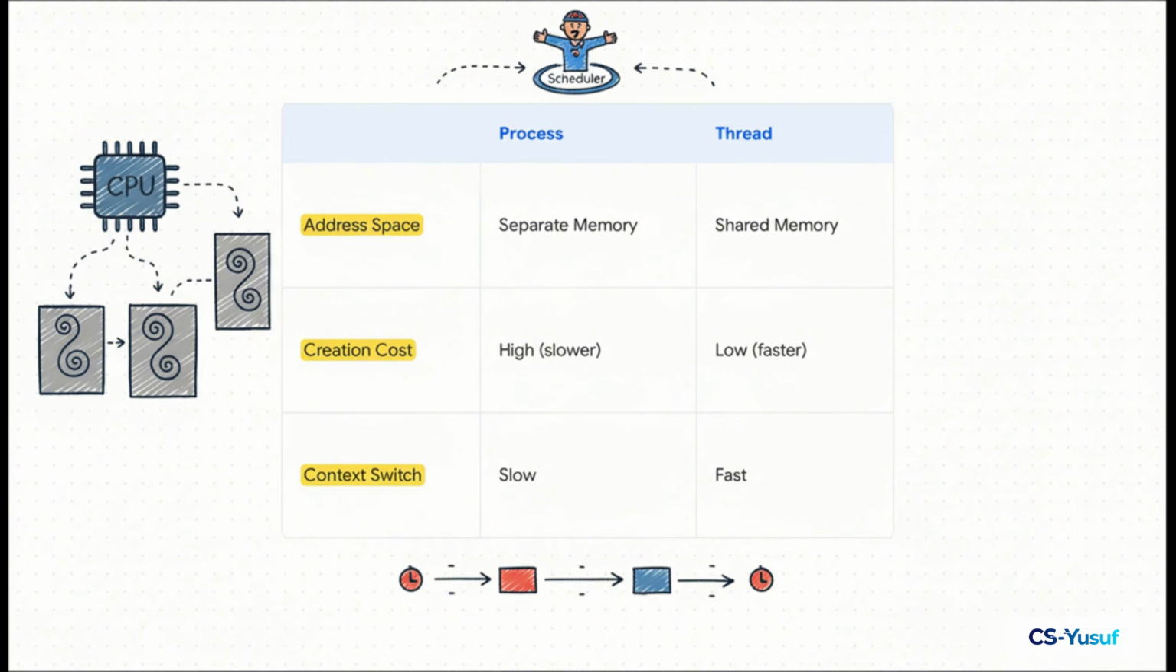That's awesome for keeping things secure, but it makes them slow to create. Threads, though, they all live inside one process, so they share the same memory. And because of that, creating them and switching between them is lightning fast. It's way, way more efficient.